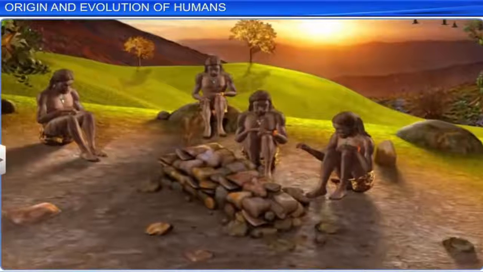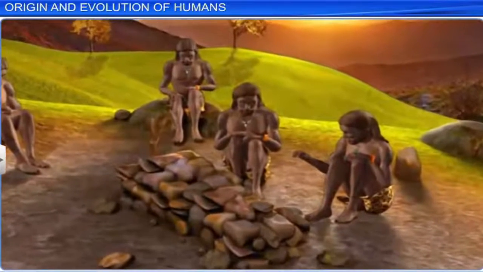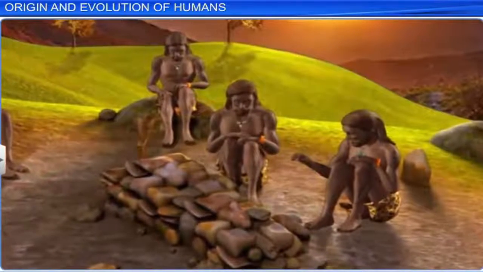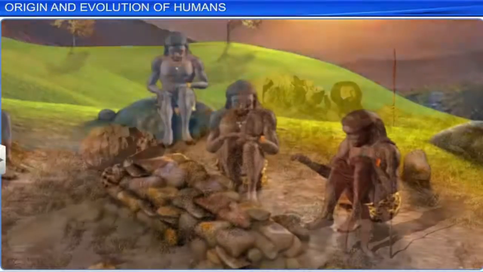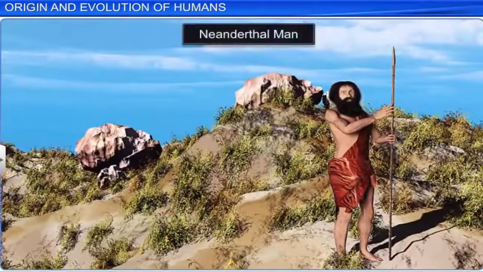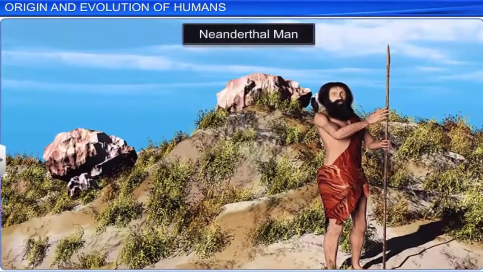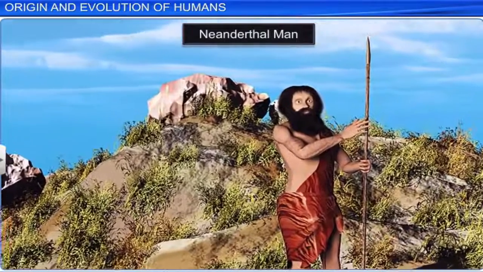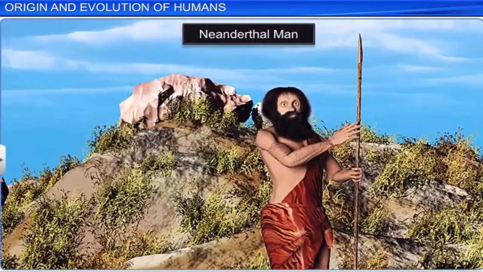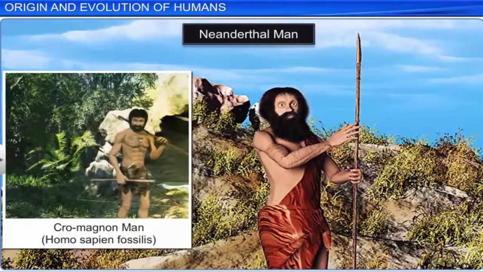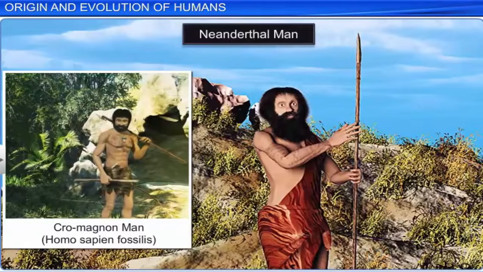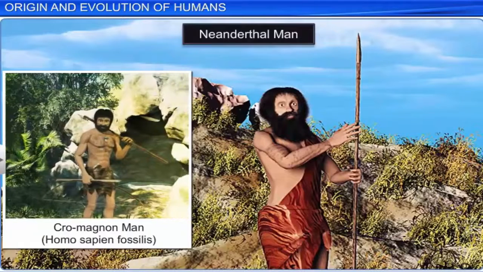Members of the Neanderthal species used hides to cover their bodies and buried their dead. They were cave dwellers and good hunters and could use many tools. Neanderthal man was considered to be in direct line of ancestry of modern man. But they were wiped out by another primate, the Cro-Magnon man or Homo sapien fossilis, about 25,000 years ago.